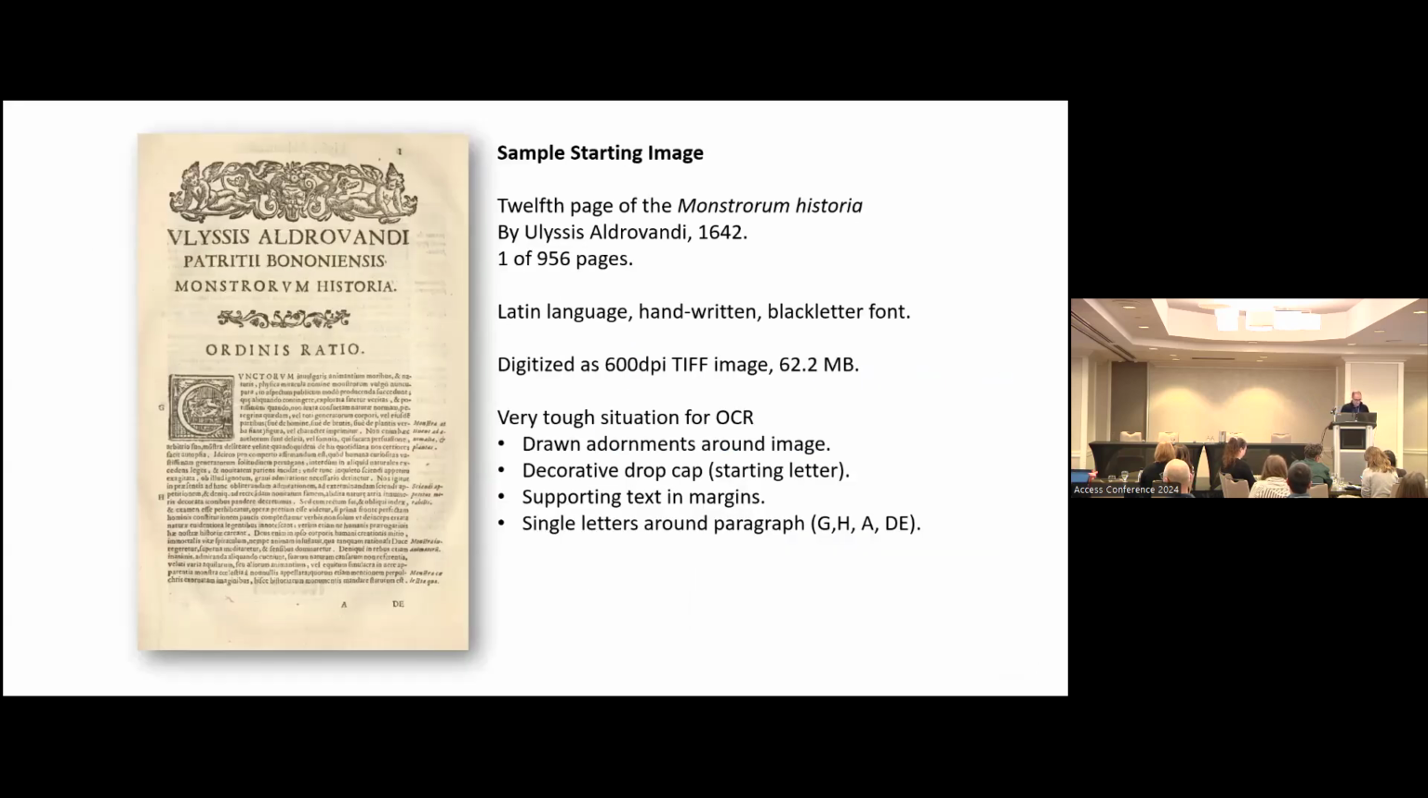The impetus for the following was receiving an accessibility request to make a work from our archives accessible to a visually impaired student. It's the Monstrorum Historia by Aldrovandi from 1642. It's 1,000 pages long. It's basically your worst case scenario for optical character recognition. It's got images, adornments. It's hand-drawn black letter font, not blackface, obviously. But I knew it was going to be a challenge.